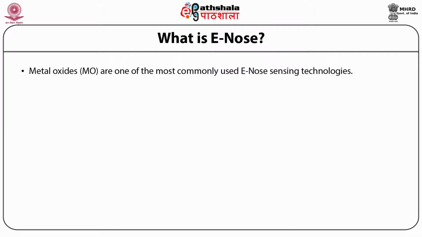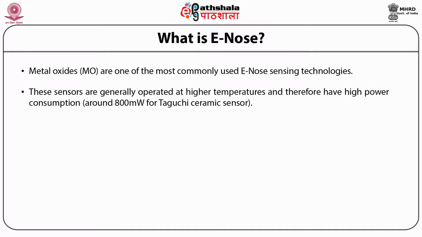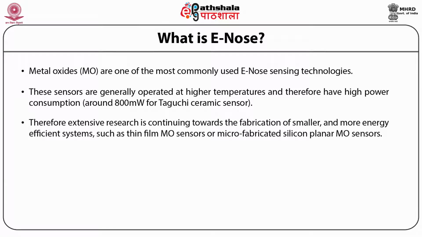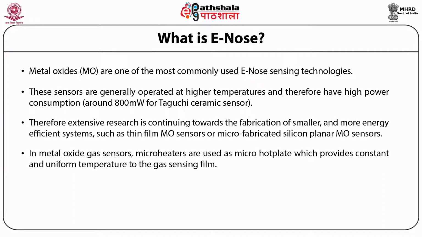Now, the most commonly used e-nose sensing technology is based on metal oxides. These sensors are generally operated at high temperatures and therefore have high power consumption, around 800 milliwatt for the Taguchi ceramic sensor. Therefore, extensive research is continuing towards the fabrication of smaller and more energy efficient systems such as thin film metal oxide sensors or microfabricated silicon planar sensors.